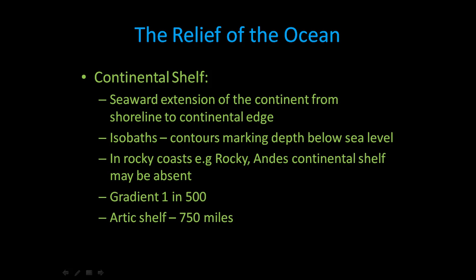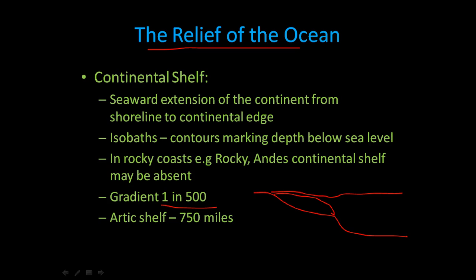Coming to the first subheading, that is the relief of the ocean floor. First we have something called the continental shelf. If this is the sea level, this area here is called the continental shelf. The seaward extension of the continent from shoreline to continental edge, this much extension is called the continental shelf. It has a gradient of 1 in 500, and the Arctic shelf has a very large continental shelf, that is 750 miles.